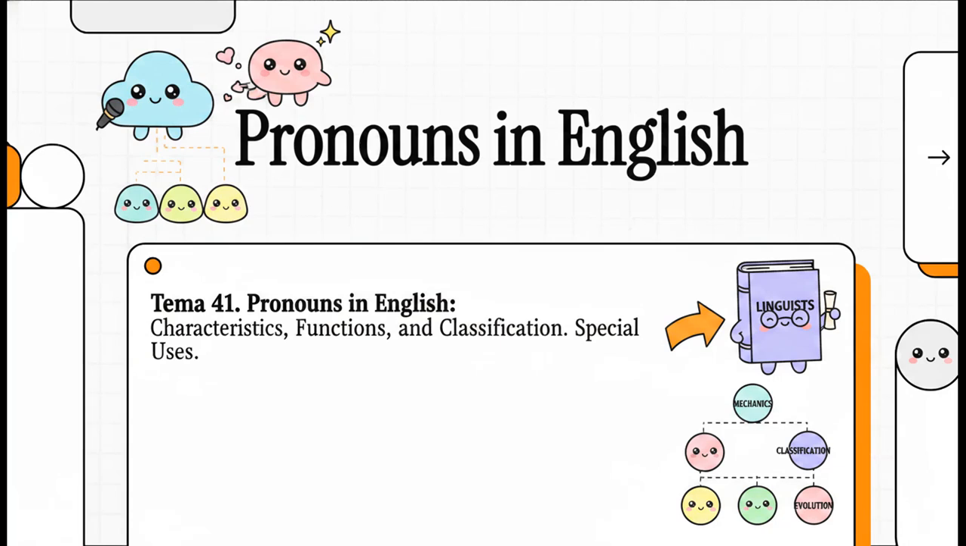Today, we are conducting a complete academic masterclass on a truly foundational pillar of English linguistics. We are looking directly at Tema 41, Pronouns in English, Characteristics, Functions, and Classification, Special Uses. We're going to systematically analyze the mechanics, the classification, and the continuous real-time evolution of English pronouns, making sure you're equipped with all the explicit information, key concepts, and theories from the world's leading linguists.